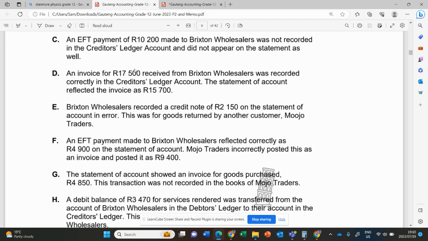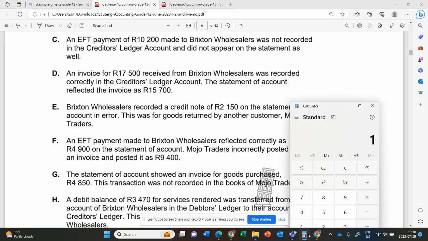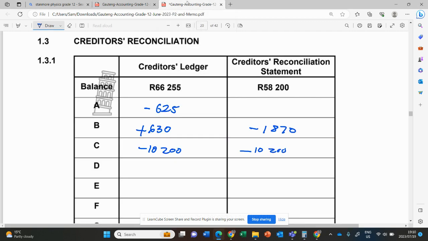Invoice increases the debt, increase the account. So now it means the supplier recorded a small amount, understated the invoice. So we need to do what? We need to add again because they added a smaller amount. So we're gonna add the difference, which is 17,500 minus 15,700, then it's 1,800. 1,800 needs to be added on the supplier because the supplier added a smaller amount.